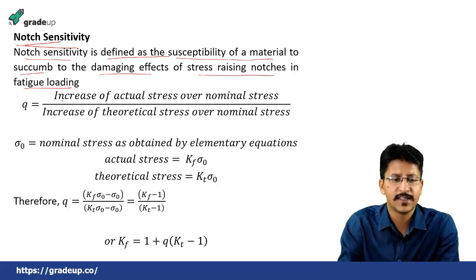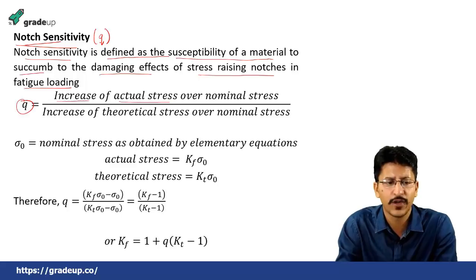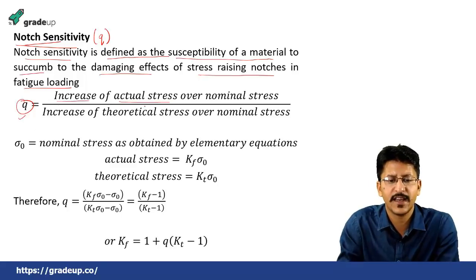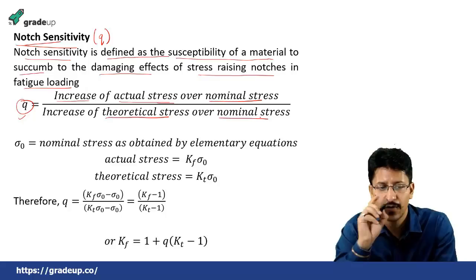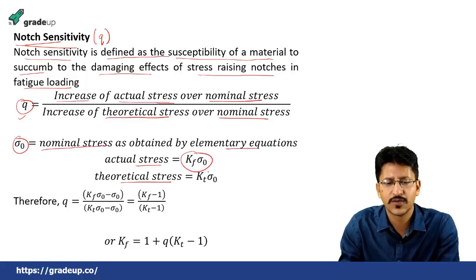How? This q is the notch sensitivity. You can write it down here that it is defined by q. This q is the increase of actual stress over nominal stress divided by the increase of theoretical stress over nominal stress. So if sigma naught defines the normal or nominal stress, the actual stress will be this and the theoretical stress will be this. This we have already seen, Kt. So this is the theoretical stress and this is for finding the actual stress.